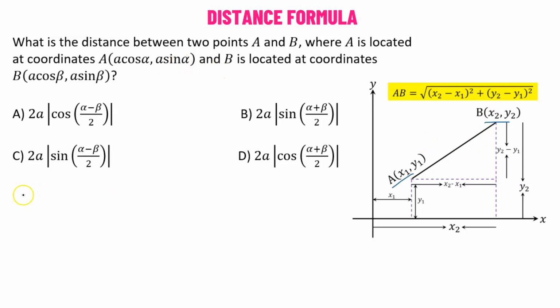So in our case, we are given the value of the coordinate A. So A coordinate, that's given by a cosine alpha, comma a sine alpha. And then we have the B coordinate. So B coordinate has the value a cosine beta, and the y coordinate is a sine beta. So let us try to employ the distance formula.